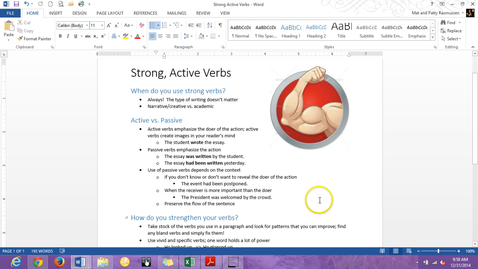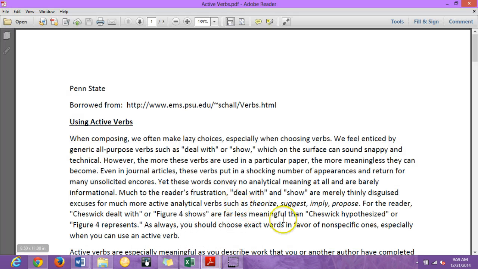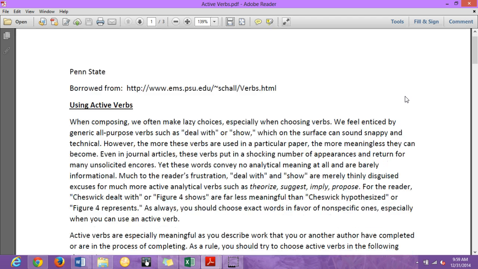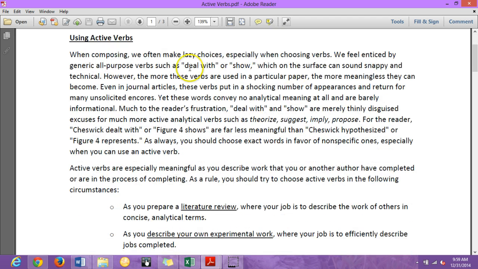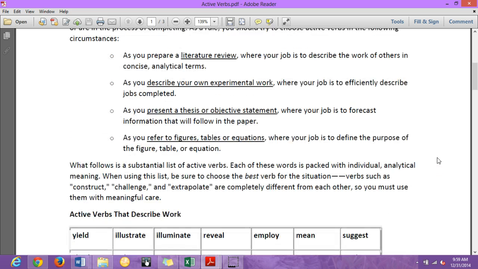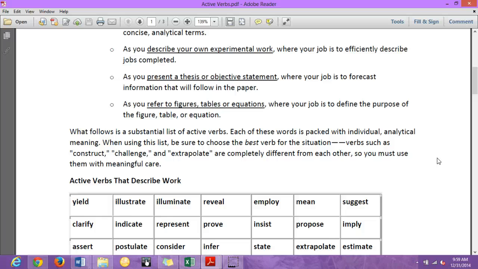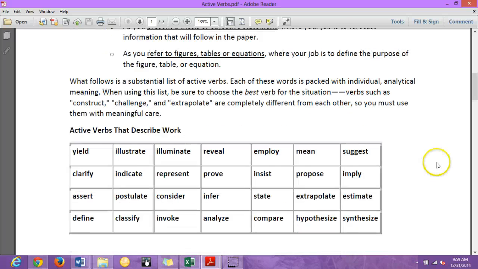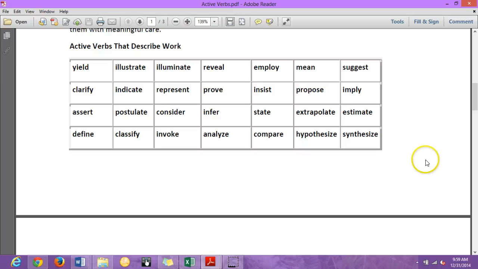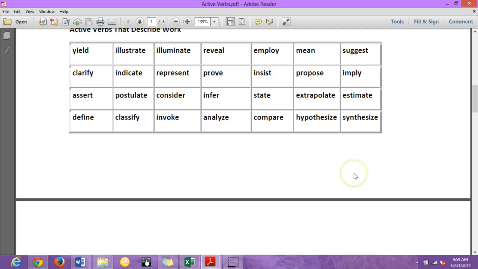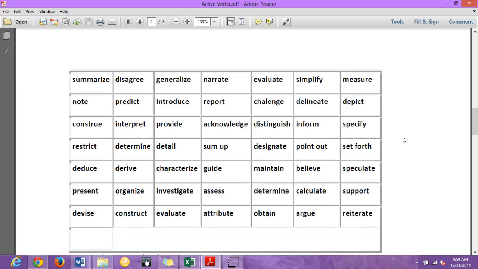So, there was one other thing I wanted to look at before I closed up. I'm going to post this online as well. This is from Penn State University. It's using active verbs. I'm not going to go over this, but please read it in your own time, and it will help you figure out how to use active verbs. And I believe it focuses more on academic writing, which is really what you're going to do most of the time in college. So here are a bunch of different words that you can use instead of, say, wrote. Going back to my example, she wrote, she hypothesized, she estimated, she implied. There are so many different words you can use other than she wrote.